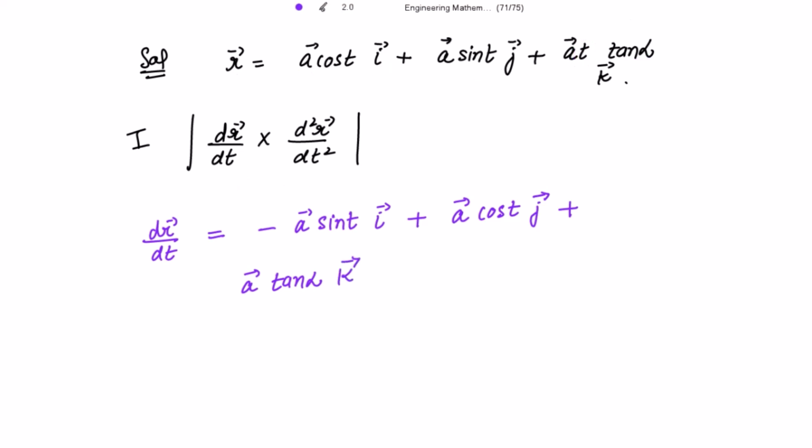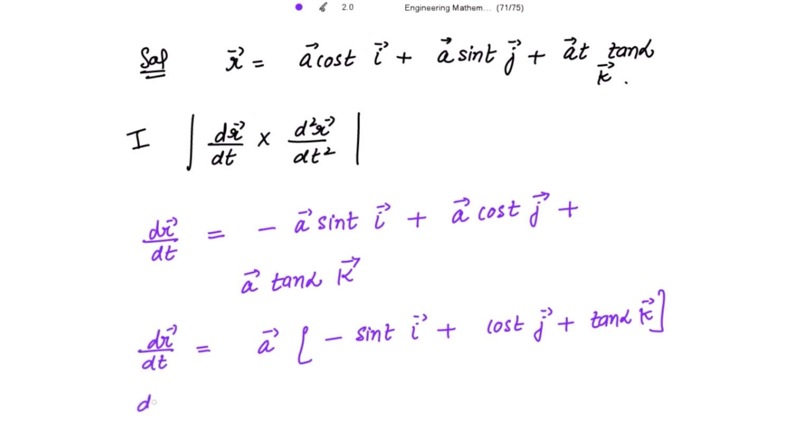I hope it is okay to you, right? Okay, we can take this a vector outside as common, and we have here negative sine t i vector plus cos t j vector plus tan alpha k vector. So this is your first derivative of the r vector, and now we find the second derivative of the r vector with respect to the scalar variable t, and we need to differentiate this now.